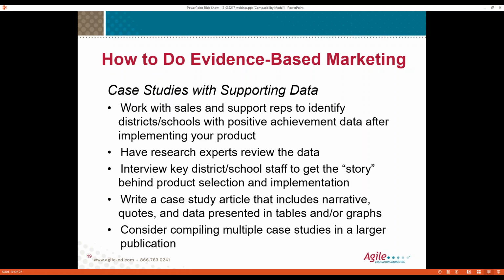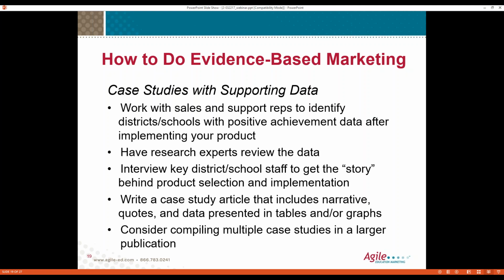Then you want to have research experts. They might be in-house. They might be experts that you hire to actually look at the data and make sure there's a convincing data case to be made before you start the enterprise of interviewing folks at the district or the school to get the story. So then the next step is to find out who are the best people among the district staff to talk to and schedule interviews and then get those interviews underway.